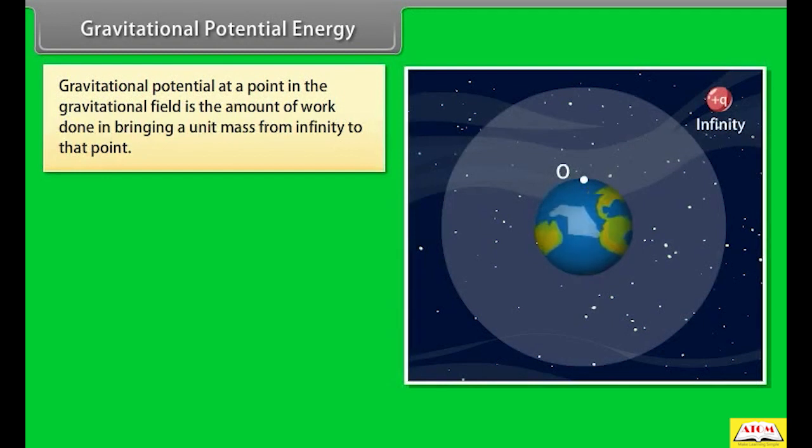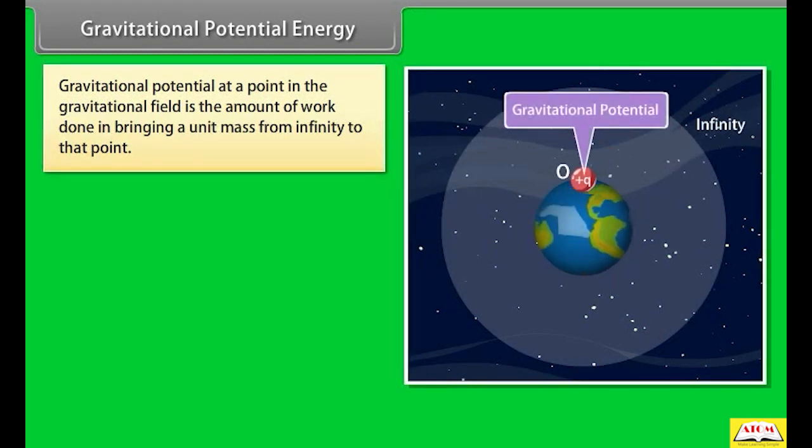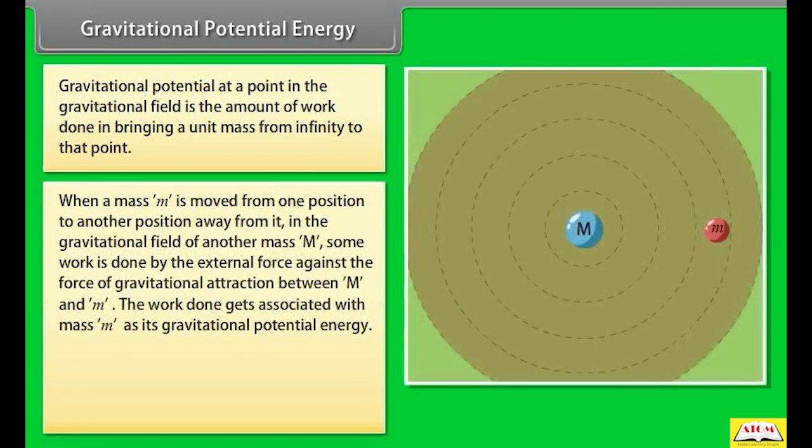Gravitational potential energy. Gravitational potential at a point in the gravitational field is the amount of work done in bringing a unit mass from infinity to that point. When a mass m is moved from one position to another position away from it in the gravitational field of another mass M, some work is done by the external force against the force of gravitational attraction between m and M. The work done gets associated with mass m as its gravitational potential energy.